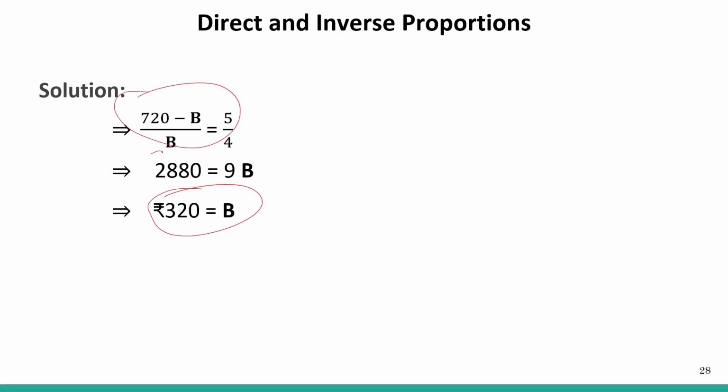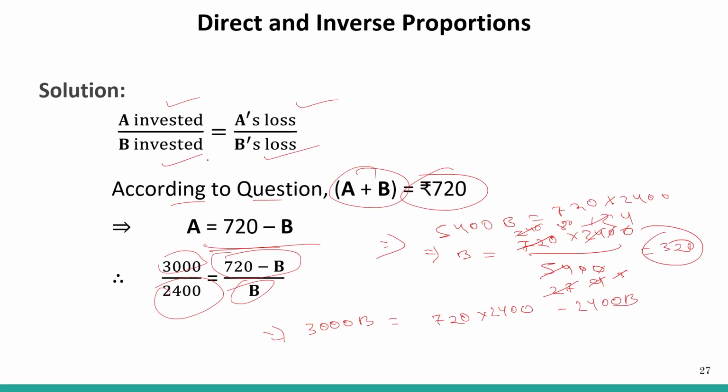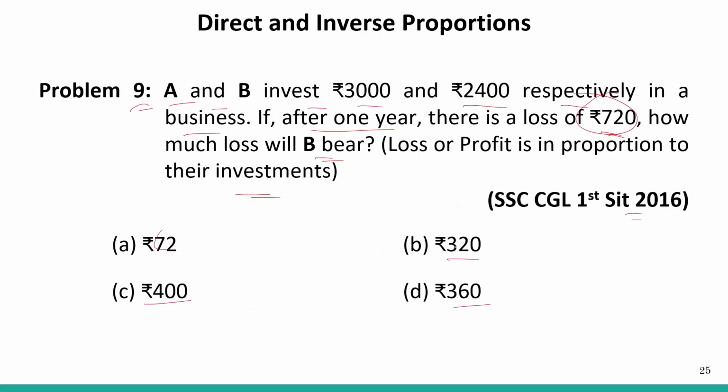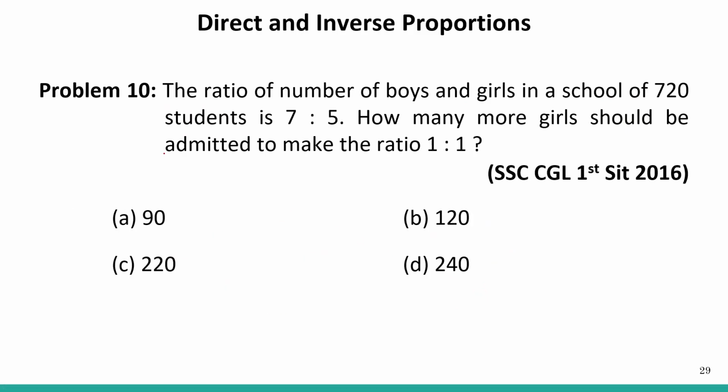We can also write it as this. 9B is equal to 2880. And solving it algebraically, we'll arrive at this conclusion. So 320 is the correct answer. So this is the correct answer. These are all wrong answers. Okay. Neither A, C or D is correct. Only B is correct.